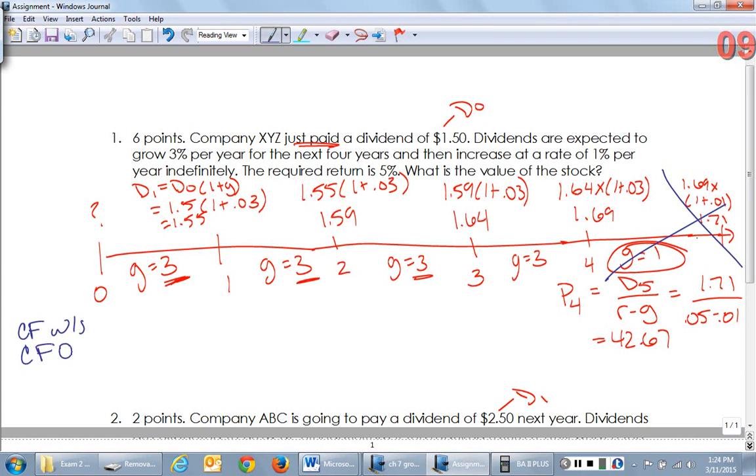Our cash flow at time period 0, there are no cash flows associated with time period 0, so that's 0. Our cash flow at time period 1, we only have one cash flow associated with time period 1. That's dividend 1. Oh, I'm sorry, that was $1.55. I was looking at the wrong time period.